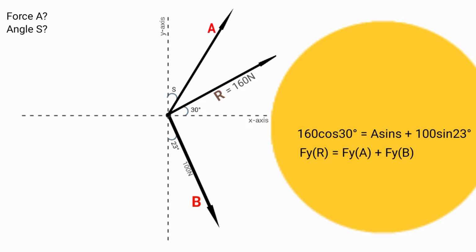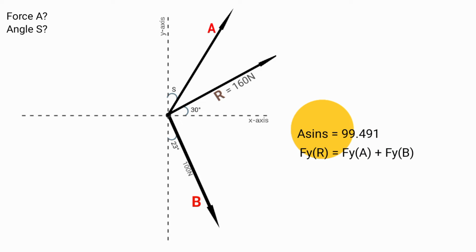Making A sin S the subject, we subtract 100 sin 23 degrees from both sides. Now A sin S equals 160 cos 30 minus 100 sin 23. 160 cos 30 minus 100 sin 23 is 99.491. So A sin S now equals 99.491. We have two unknown variables in the equation, and hence we cannot solve it using this equation alone.